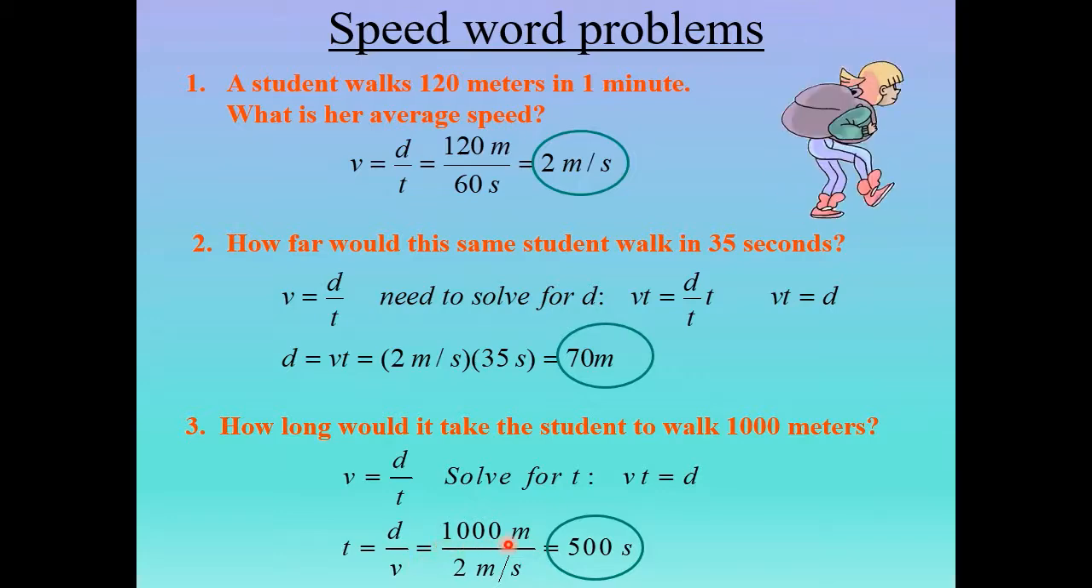So we have 1,000 meters is the distance she walks, and again, her velocity is 2 meters per second. So once again, we can do this in our head. 1,000 divided by 2 is 500, and here we have meters over meters, so the m's cancel, and down here we have 1 over seconds, but since that's in the denominator, that actually comes up to the top. So this s returns to the top here, and we end up with 500 seconds for our time.